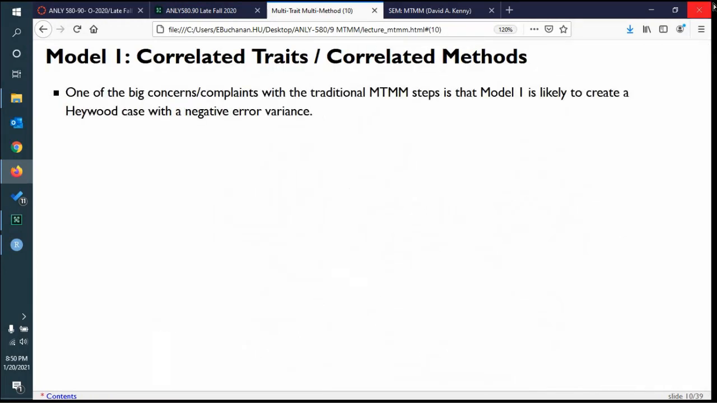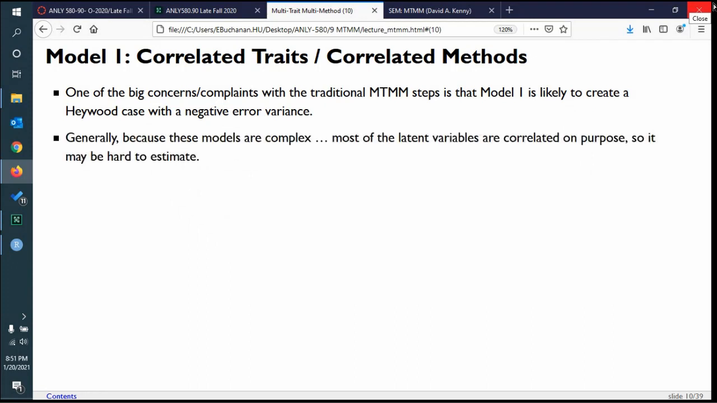So the biggest complaint about MTMM that you'll see is that often it will cause a Heywood case, with a negative error variance or a correlation over one. It can be one of two different ones. And if you can't fix it, that's when you can move to the correlated uniqueness model. It has less of that problem, but it's more difficult to interpret. And that's generally just because these are complex models. Many of these latent variables are correlated on purpose. That's the purpose of doing this task, to think about discrimination and convergence. So, it can be hard to estimate mathematically.